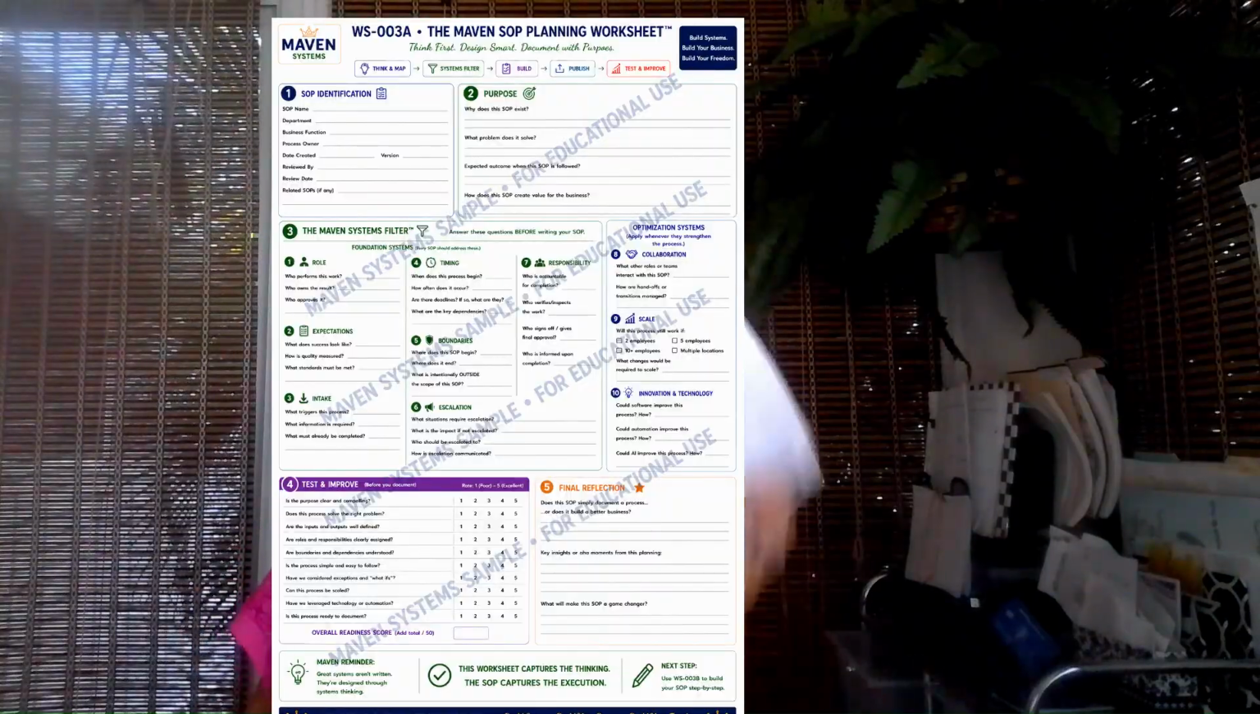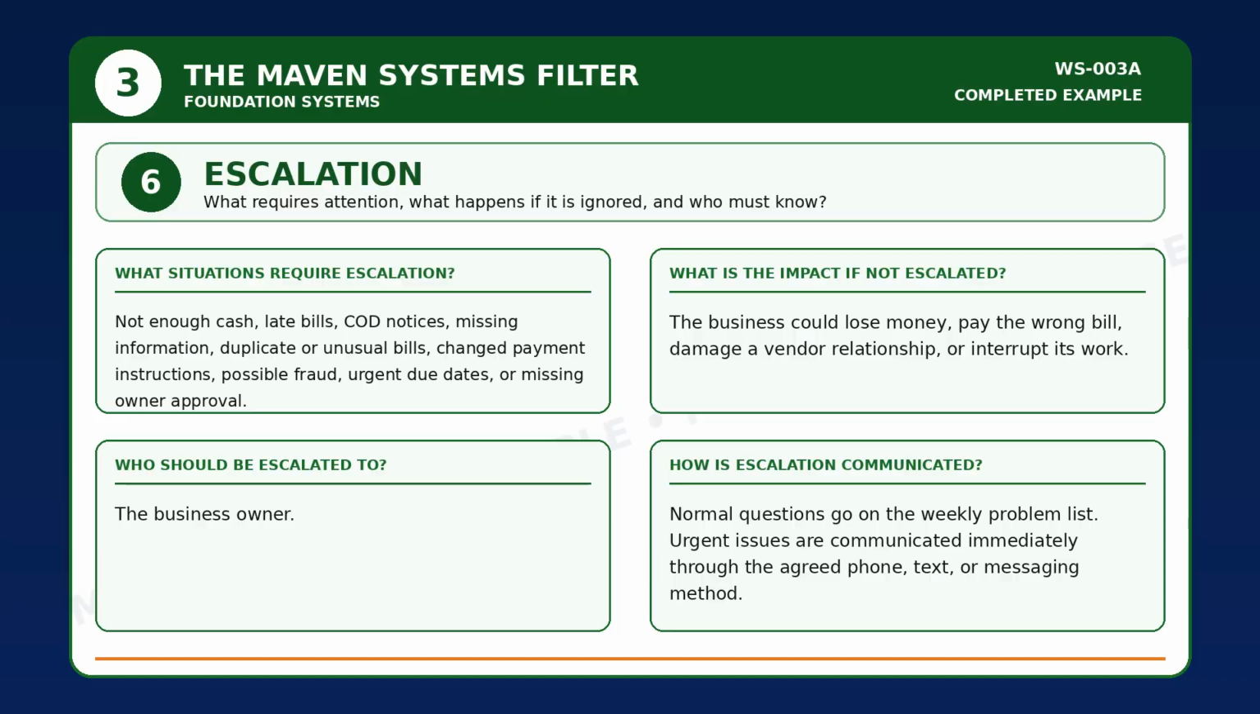So on our sheet, we write, what situations require escalation? Not enough cash, late bills, COD notices, missing information, duplicate bills, unusual amounts, changed payment instructions, possible fraud, urgent due dates, and missing owner payroll. Now, again, you're going to need a lot more room than this. All right, what could happen if the issue is ignored? The business could lose money, pay the wrong bill, damage a vendor relationship, and that's really important, or interrupt its work.